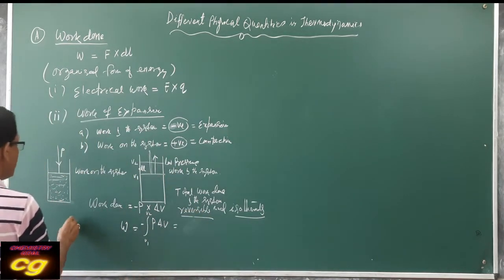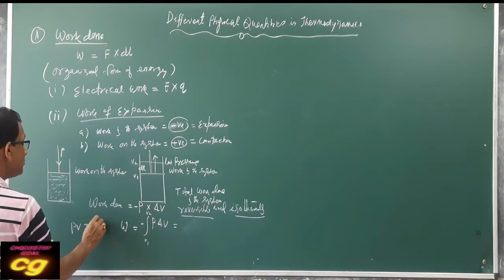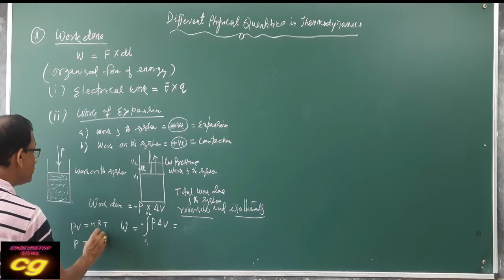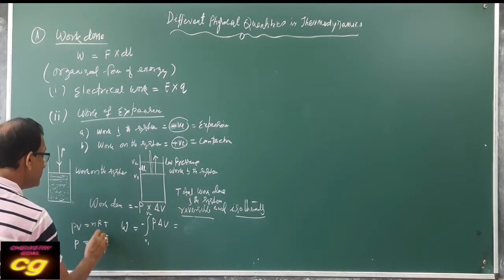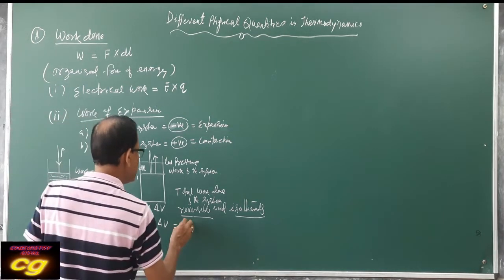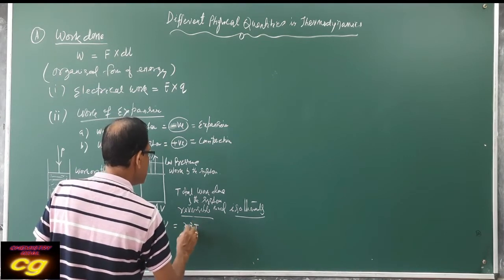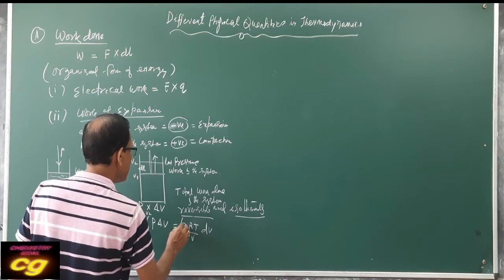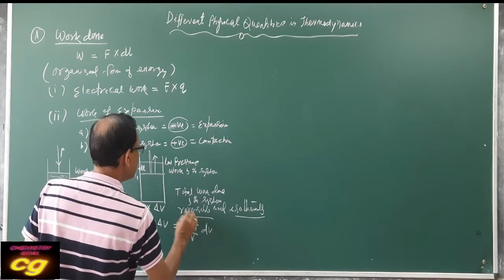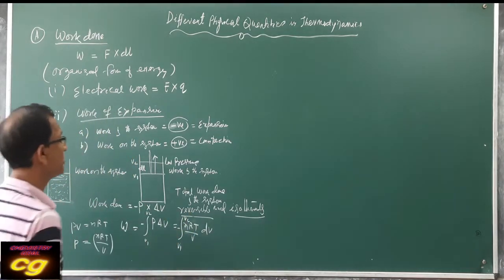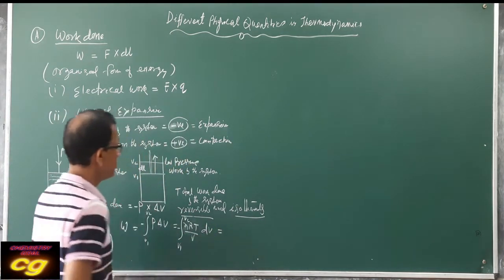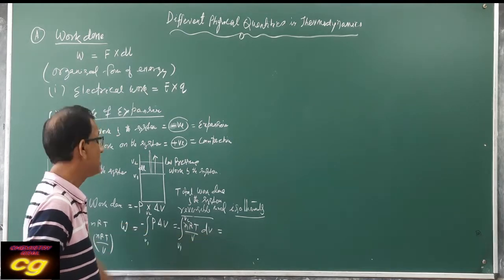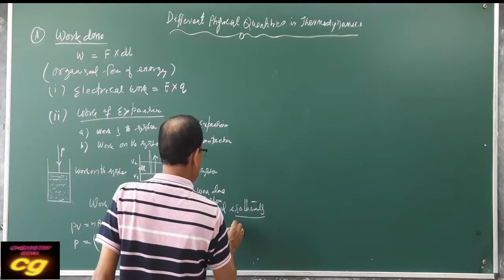We know PV is equal to nRT. So what is the value of P? P is equal to nRT by V. So you can put here P is equal to nRT by V and del V, the integration minus and V1 to V2. Then what happens here? We know integration of 1 by V with respect to V is what?